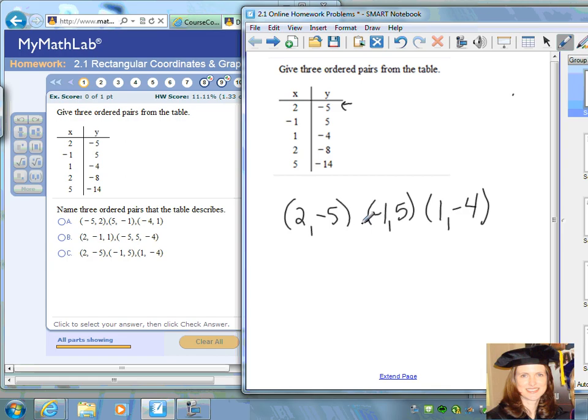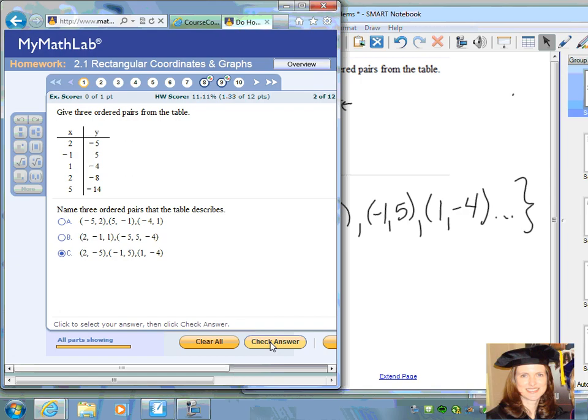We group them as a set, so that means we use these little squiggly brackets. We can do it like that. And there are actually a couple more. We just want to give the first 3. In this case, choice C is the correct choice. I'm going to select that and check the answer.